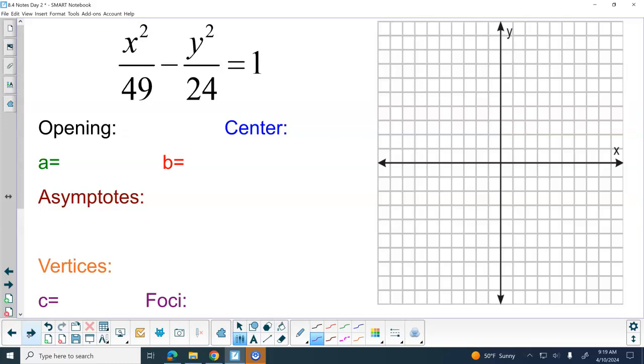So step number 1 from our supplemental sheet, which, by the way, you can have your supplemental sheet out right now. That'd be a good thing to have out so that we can follow along with everything that we need. Supplemental sheet says we need to figure out direction of opening. Left, right, up, down. Left, right, because x squared comes first.